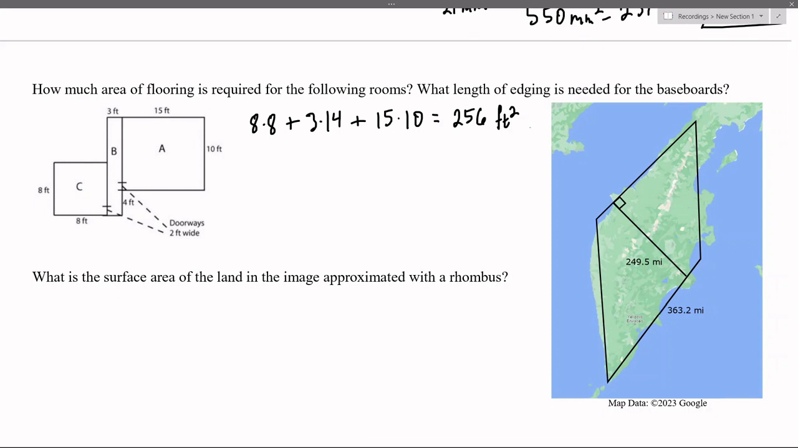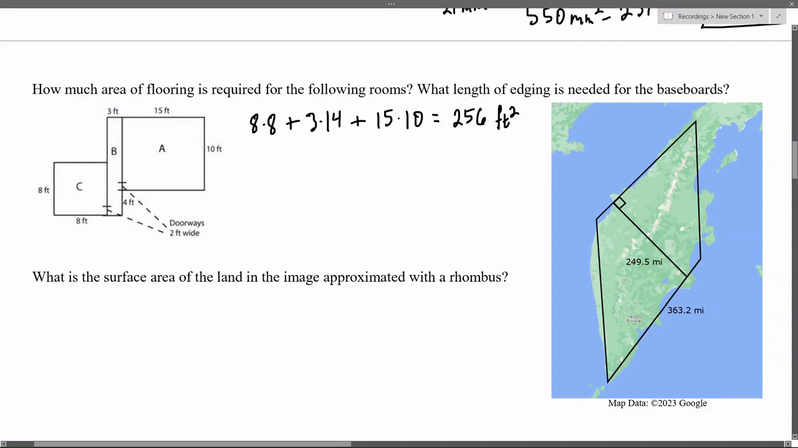Okay, now for the baseboards, we have to consider the perimeter. So we know we have 8 feet here, 8 feet here, 8 feet here, and then this is going to be 8 feet, and then this is a 2 foot wide doorway. So it's going to be 8 feet minus 2 feet. So this is going to be just 6 feet. So we have 8, 8, 8, and 6. Perimeter is just adding up the side lengths, right?